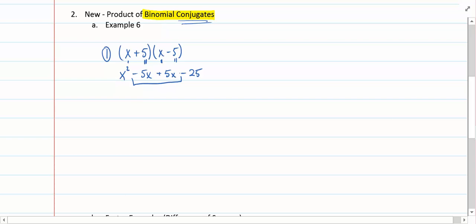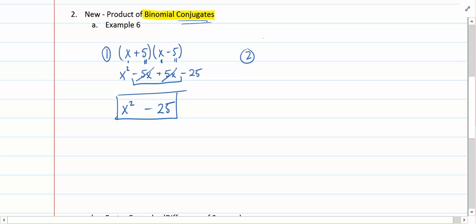After we combine the like terms, we're left with x squared minus 25, because these two like terms cancel each other out because their sum is 0. Negative 5x plus 5x is 0. So we're left with a new binomial that looks like this.